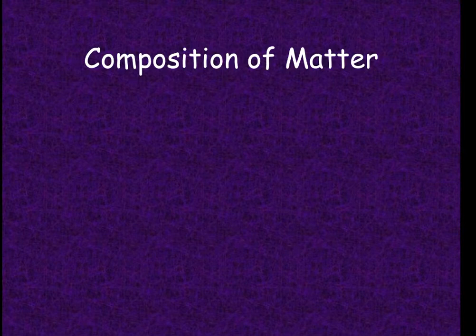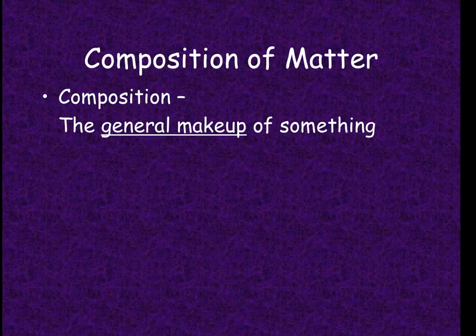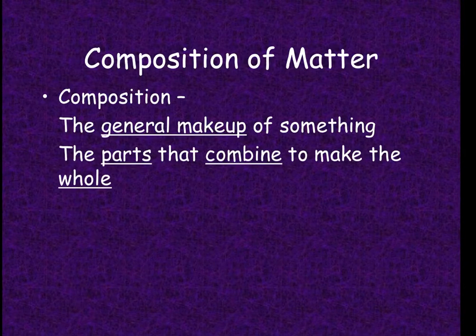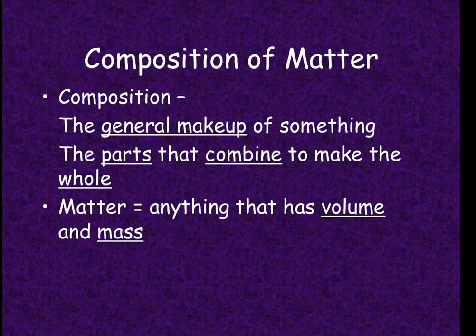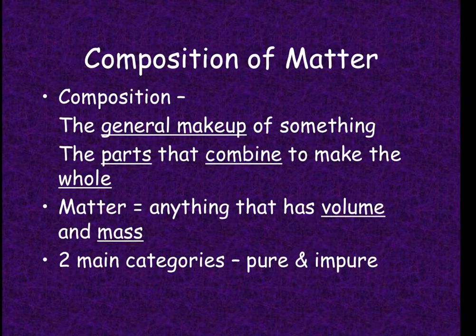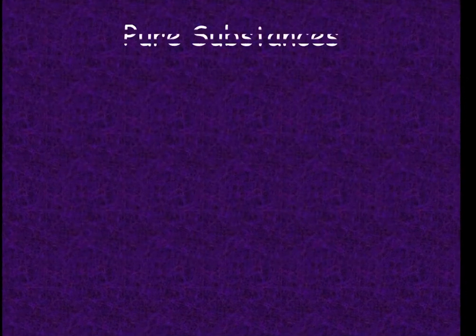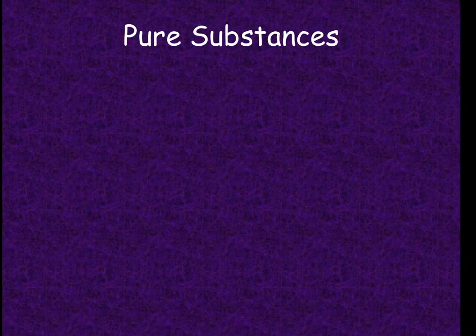So let's define, just like what we did with property, let's define what composition is. The composition is the general makeup of something, or you can also think of it as how different parts combine to make the whole. What are those parts? How do they look? How do they compare to each other? Remember that matter is anything that has volume and mass. Now we have two main categories within this composition that we're going to discuss: the pure substances and the impure substances. So the first one we're going to talk about are the pure substances.